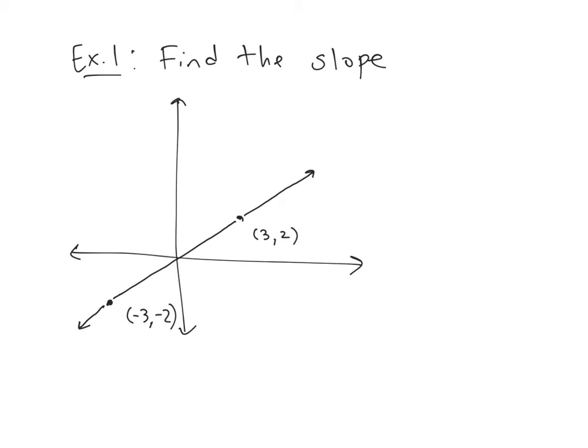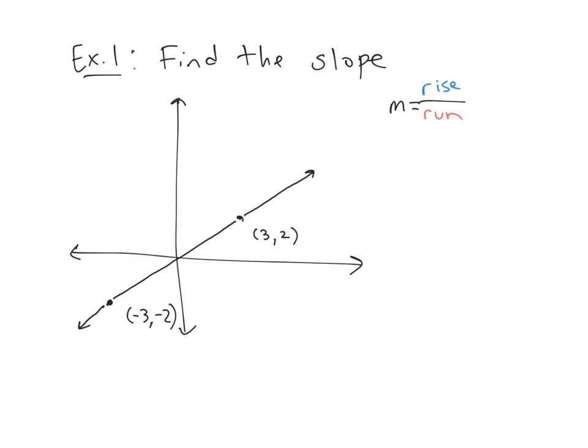All right, so example 1, we're going to find the slope of this given line through the points (-3, -2) and (3, 2). I'm going to do it both ways, and then you'll be able to select on the next question which way you'd like to do it. The first way is rise over run. So if I'm going to do it from the graph, m would be equal to the rise over the run.